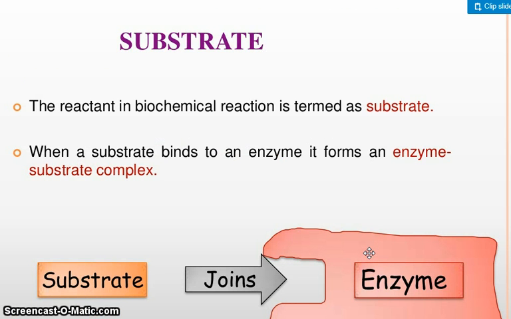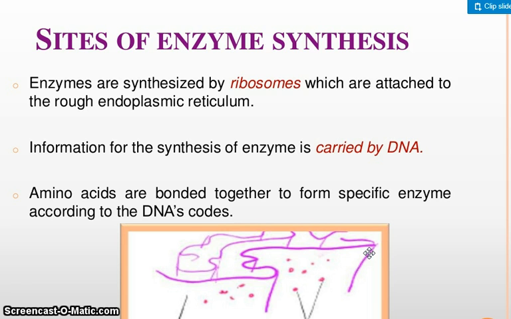Now friends, substrates. The reactant in a biochemical reaction is termed as substrate. When a substrate binds to an enzyme, it forms an enzyme substrate complex. You can see here the substrate joins the enzyme. Sites of enzyme synthesis. Enzymes are synthesized by ribosomes which are attached to the rough endoplasmic reticulum. Information for the synthesis of enzyme is carried by DNA. Amino acids are bonded together to form a specific enzyme according to the DNA codes.